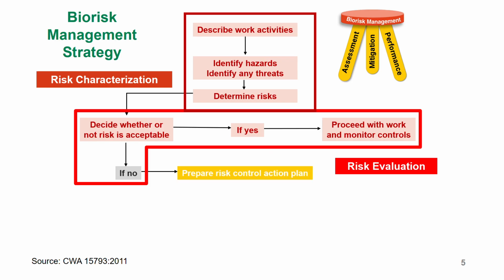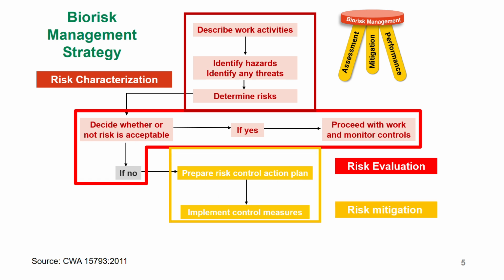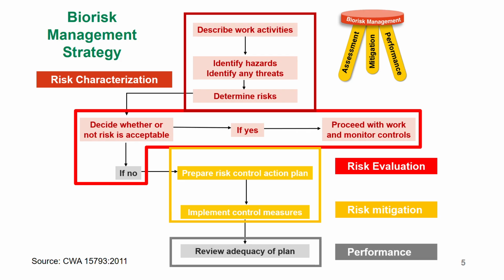If you're able to put up extra mitigation measures, you prepare a risk control action plan, and after that you implement the control measures. This part, where you are preparing the risk control action plan and implementing the control measures, is what we are calling the risk mitigation. Then after that, you need to review the adequacy of the implemented action items or control plans. This part is called the performance of your action plans.